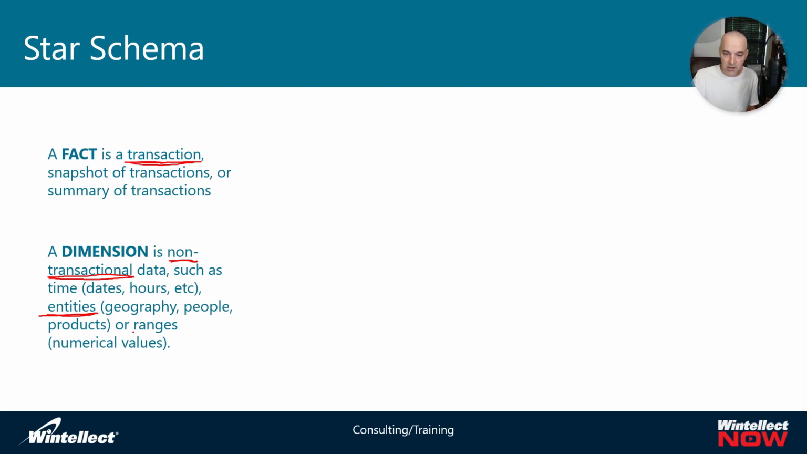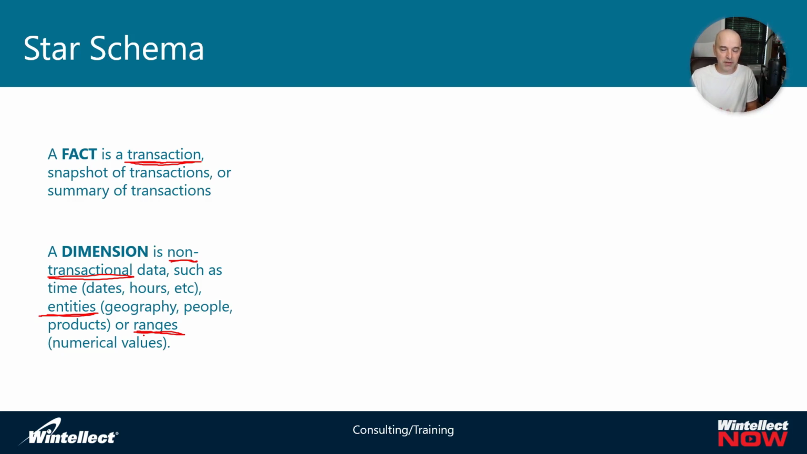Now, ranges is another one that's often used, and this would be ranges of numbers. Think about maybe a pay grade. You have people that make between $20,000 and $50,000 a year, and that's a range. Then you would have data about that range inside of your dimension table. So dimensions can be composed of a lot of that kind of information, but it's basically non-transactional data.